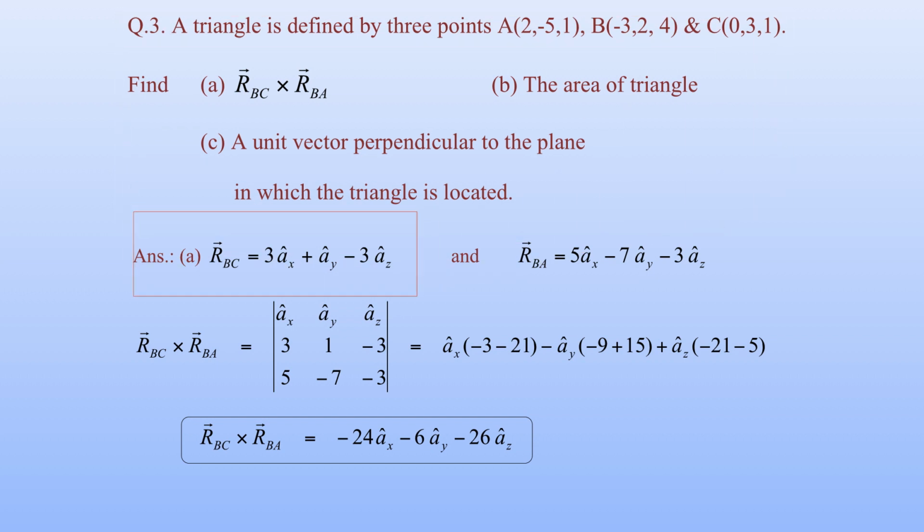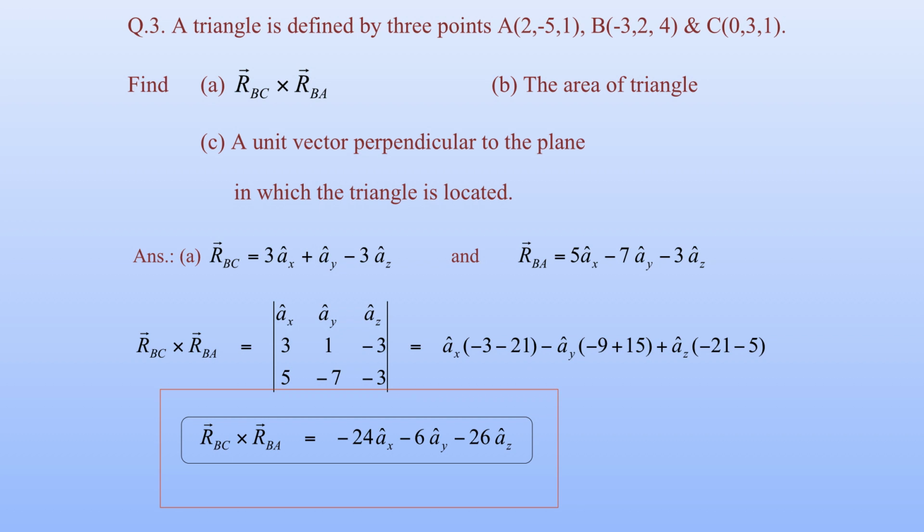So for this, we first express vector RBC from the coordinates of points B and C as RC minus RB, as we did in the first example in the other video. Similarly, we determine vector RBA from the coordinates of point B and point A, and then we write the definition for the cross product, substitute the coefficients of vector RBC and RBA in the determinant, and then go for simplification of this determinant and obtain the cross product. The cross product is obtained as minus 24 AX cap minus 6 AY cap minus 26 AZ cap.